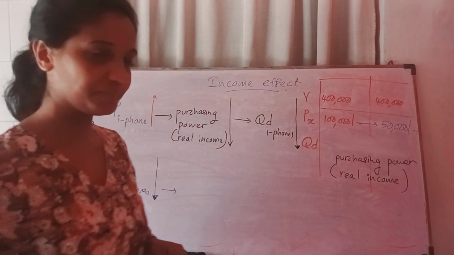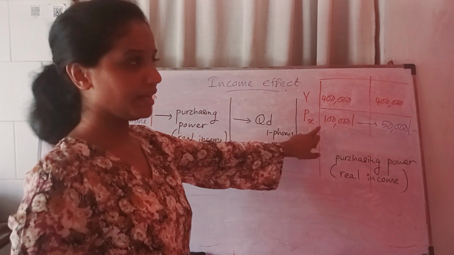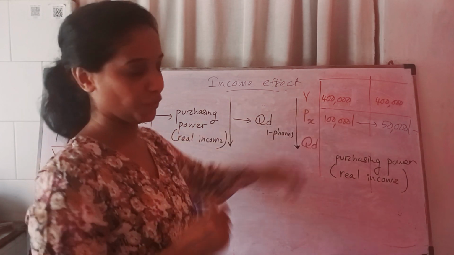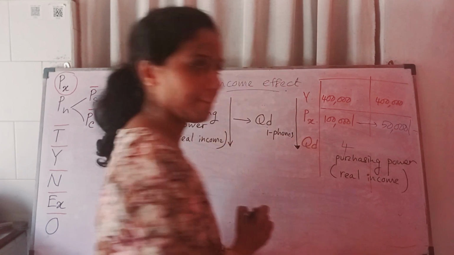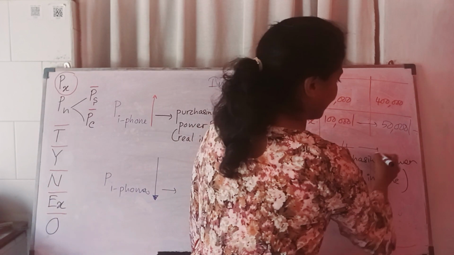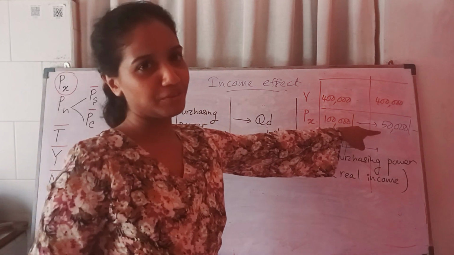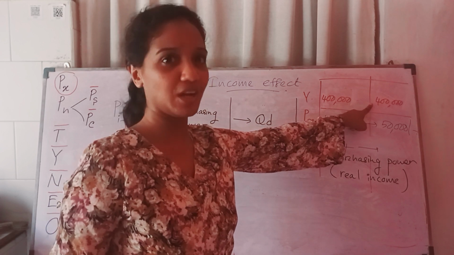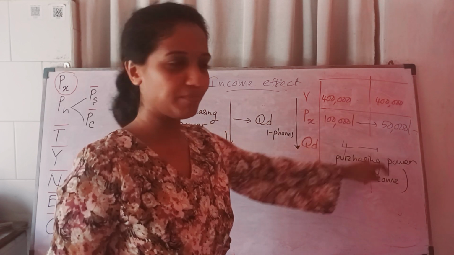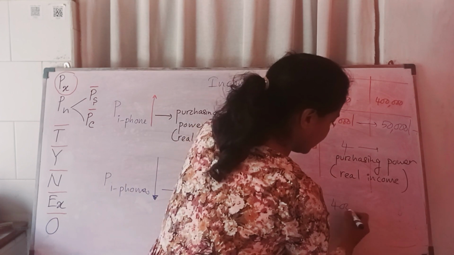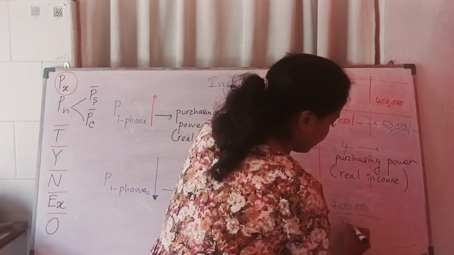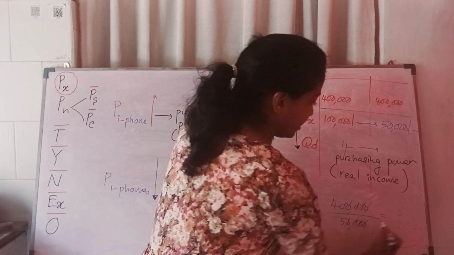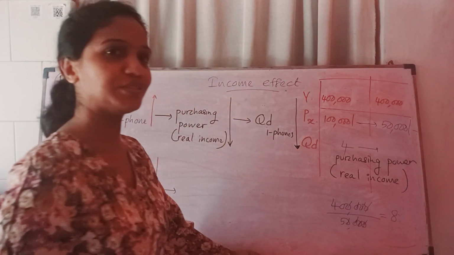real income. Before the price changes, how many iPhones can you buy from your nominal income? 4 iPhones you can buy. Now the price of the iPhone is just 50,000 and your nominal income is 400,000. How many iPhones can you buy? You have to divide 400,000 by 50,000. How many units can you buy? 8 iPhones you can buy.